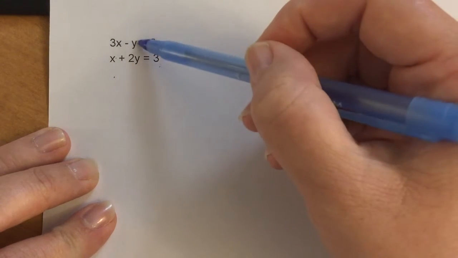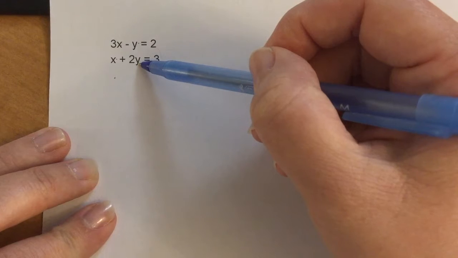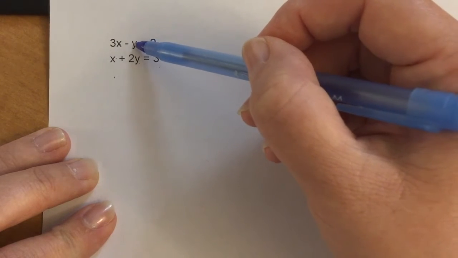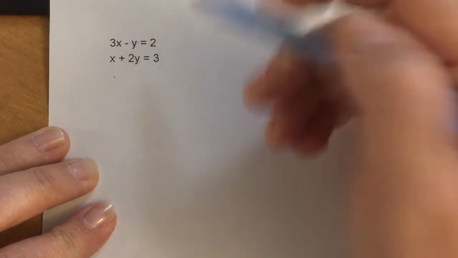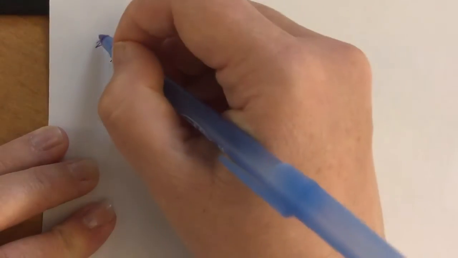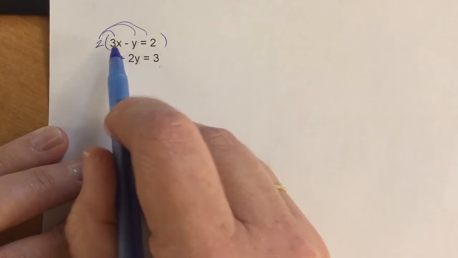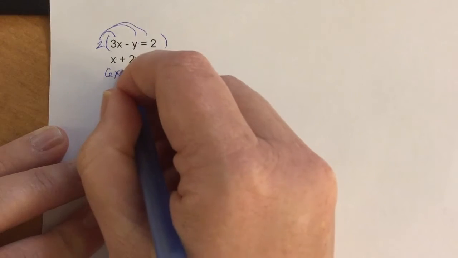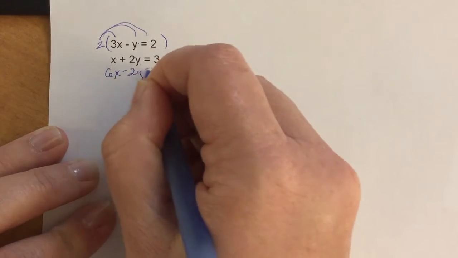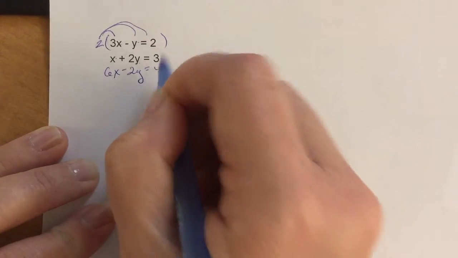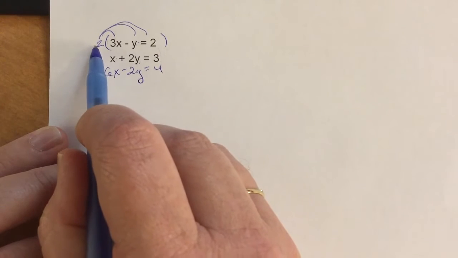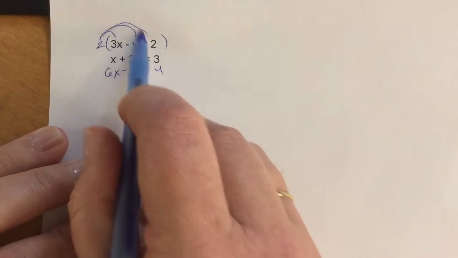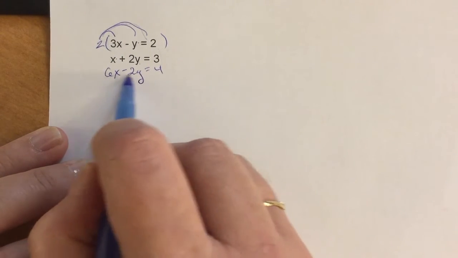Or if you look at your y's, I've got a negative y and I've got a 2y. I would need this to be a negative 2y. So I'm going to multiply this whole top row by 2, so each piece. When I do that, 2 times 3x is 6x. 2 times negative y is negative 2y. And 2 times 2 is 4. So now, because I multiplied every piece by 2, essentially it's the same equation.